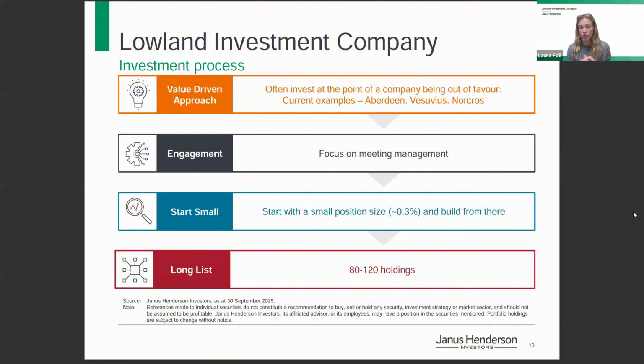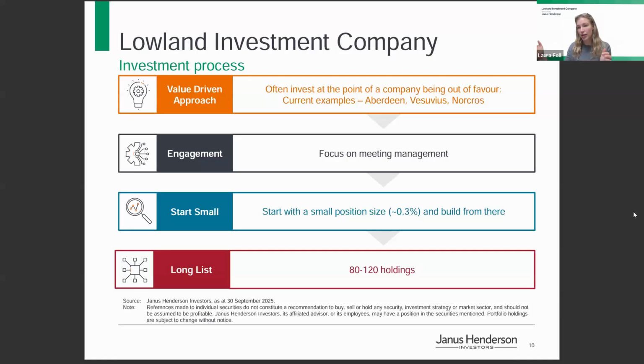In terms of how we construct the portfolio, we tend to start small. We'll often buy around a 0.3% position when we've done that initial management meeting and got comfortable with the holding. And then we will build it from there, because we do tend to be more contrarian, and we're often buying things when not every box has been ticked, but we think that on balance of probability, the shares are too cheap. So we will start small and then we will gradually build.